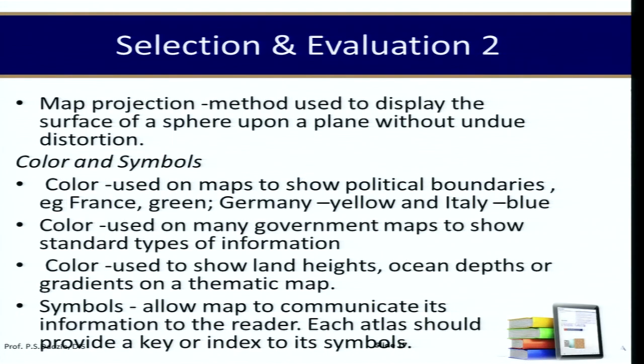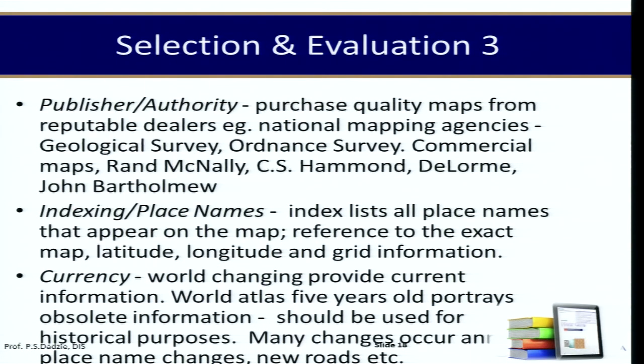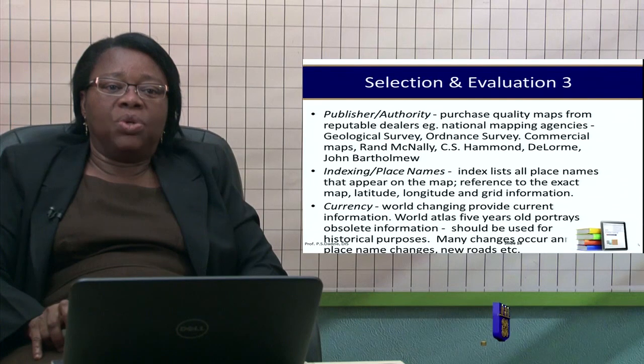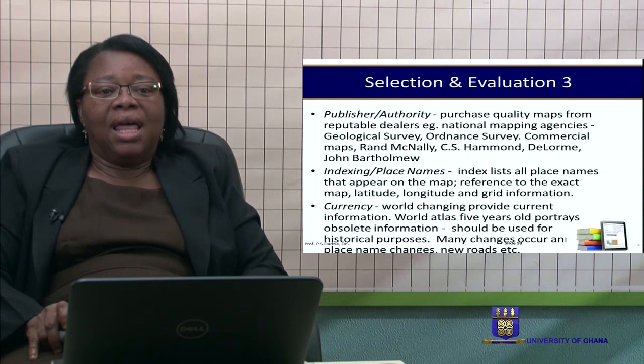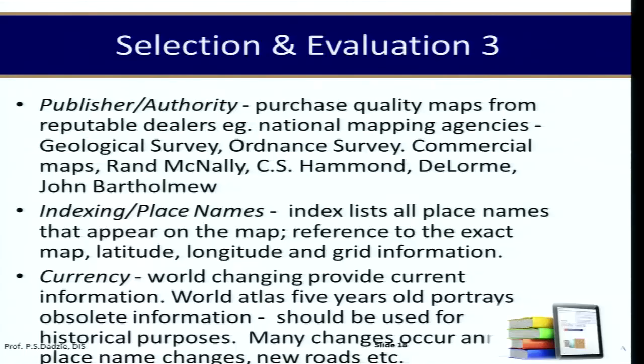So if you see, for instance, a diamond symbol on an atlas or in a map, it shows that maybe diamond is in abundance in a particular location. If you see H, maybe it represents that a hospital is in a particular location. So apart from these two criteria, you have other criteria which we know of that you have to use: the publisher, that means the authority, the indexing, and then the currency. Because depending on the currency, you would have a current map or a retrospective map.